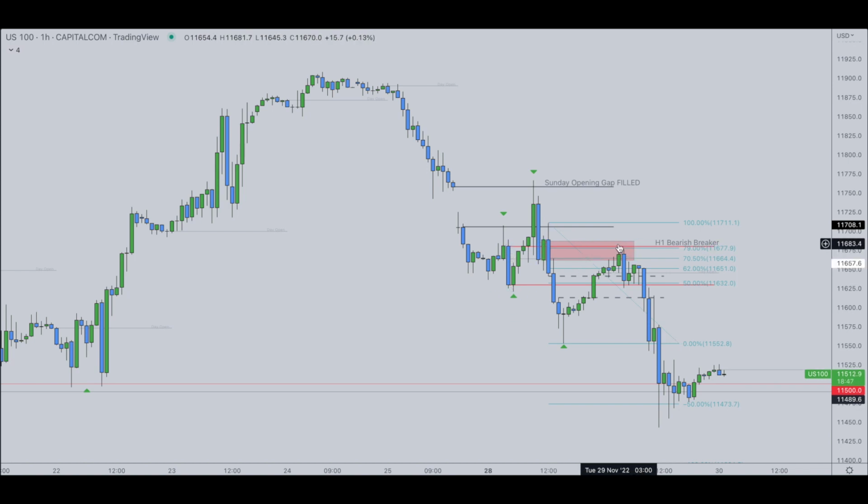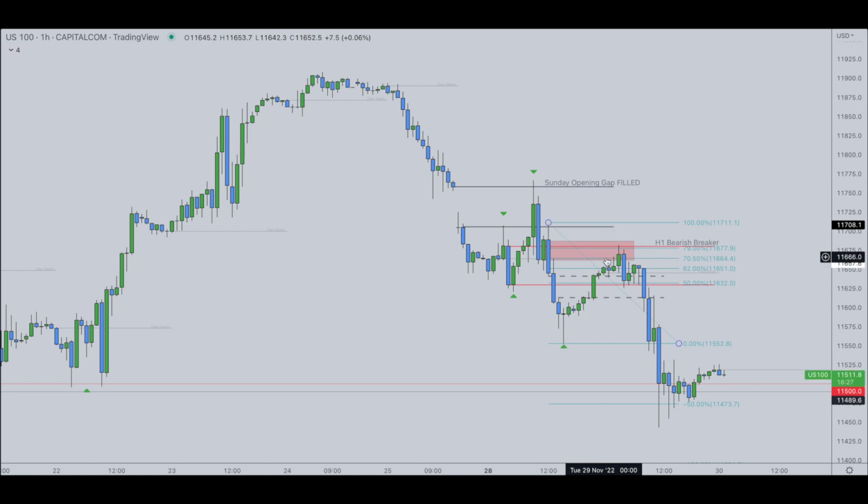Perfect price delivery. We get one more displacement here on the lower time frame, come back into this bearish order block, and then we sell off here. Now look at this fair value gap here. You wouldn't enter on this fair value gap because you were looking to enter at optimal trade entry.